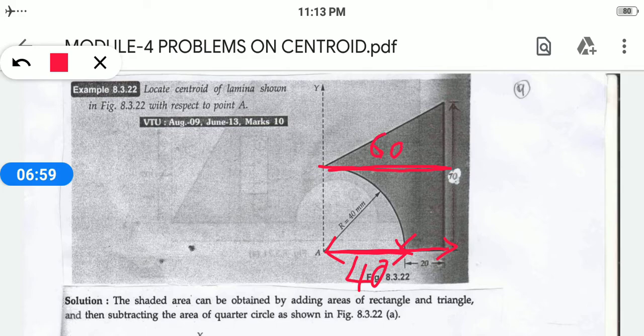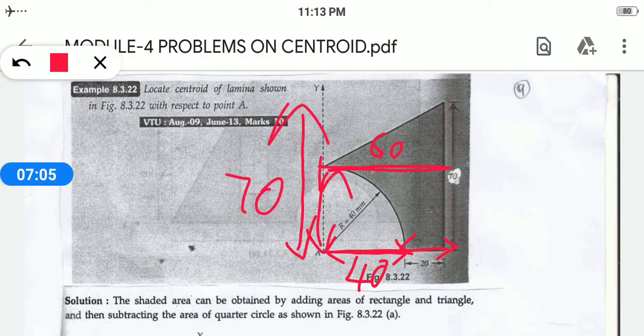What is this whole distance? This whole distance is given as 70. And this portion is your 40. So 70 minus 40, the remaining will be your 30. So these are all the values you have to know while doing the sum.